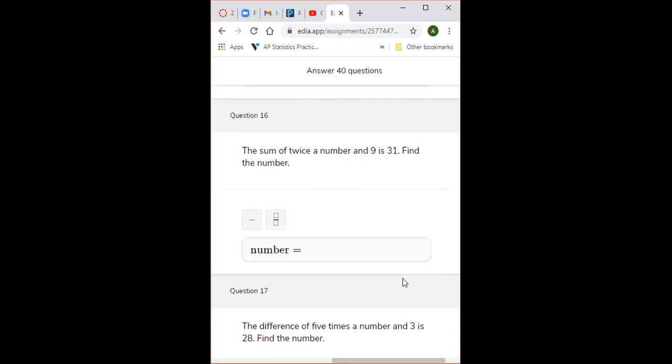How do we solve it? Add the 3. We get 5x equals 28, 29, 30, 31. And then we divide by 5. And this one is going to be a decimal, and that is perfectly fine. Remember, you can put it in as a decimal or a fraction, and you get 6.2. Okay, so just type in 6.2, or if you want to put in the fraction, that's fine as well. Okay, let's keep looking.